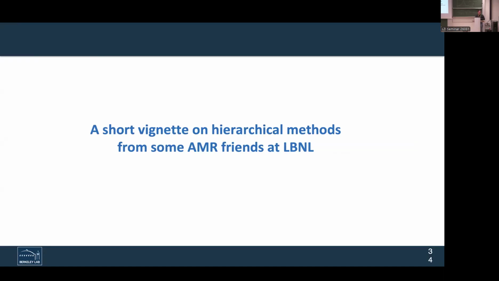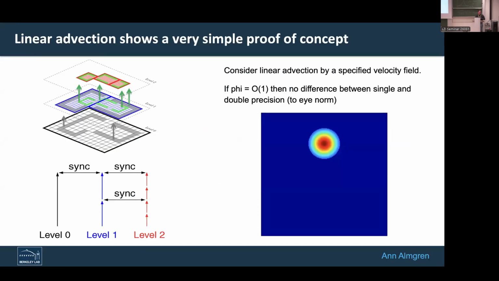All right, so let's talk a short vignette about hierarchical methods for my AMR friends. We're looking at advection with a specified velocity field. The benefit here is that perhaps I can tie the refinement of my numerical type to the spatial refinement and also time refinement, so that when you go to the finer grained levels of an AMR problem, the precision increases.